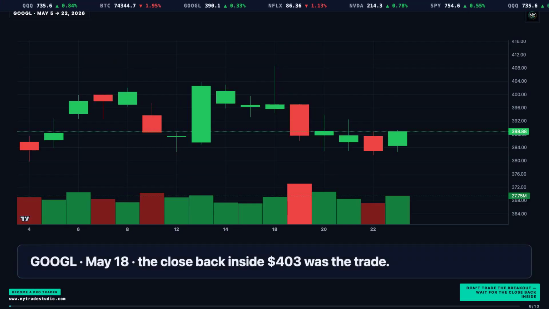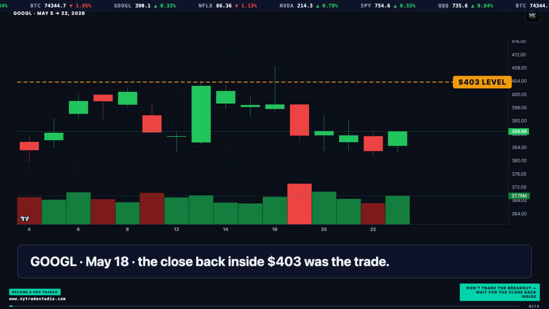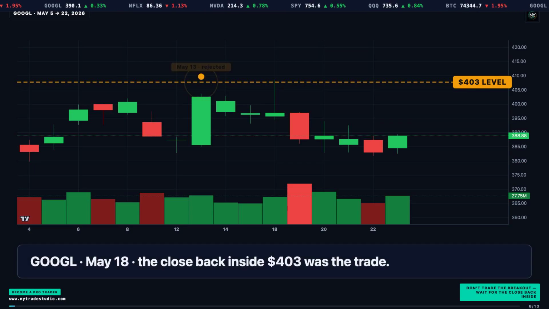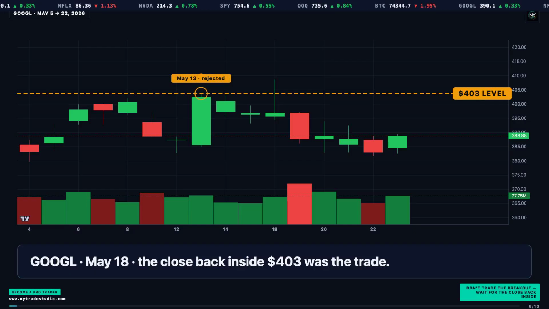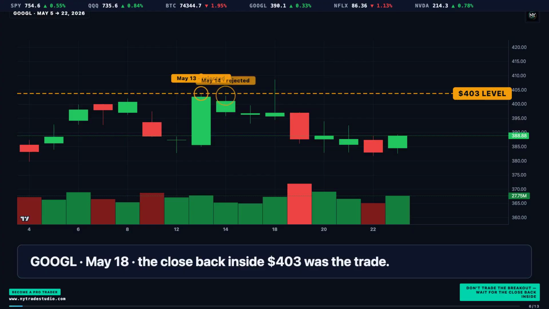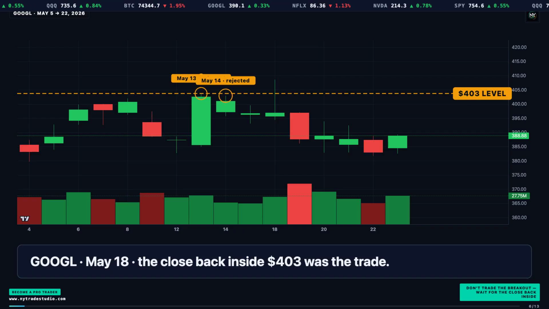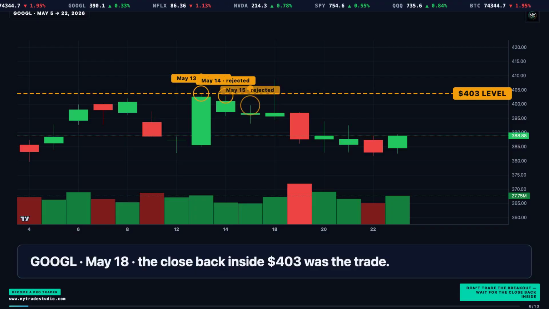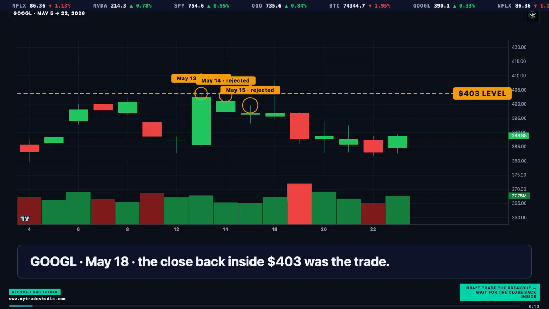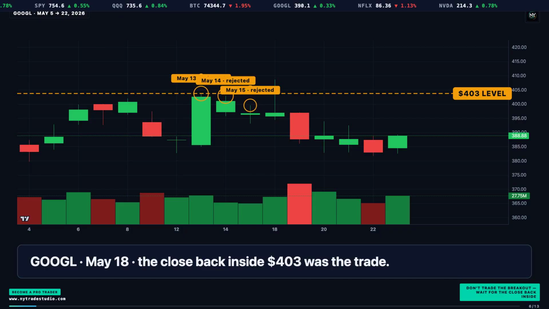Walk through Google with me, candle by candle. Pull up your Google chart on the daily time frame. Find May 13th. Google hits $403.70. The candle puts in an upper wick, gets rejected, closes lower. Now May 14th. Google tries again, hits 402.93. Same thing, rejected, closes lower. May 15th, tries one more time, hits 403, cannot punch through, closes red. 3 rejections of the $403 level in 3 days.